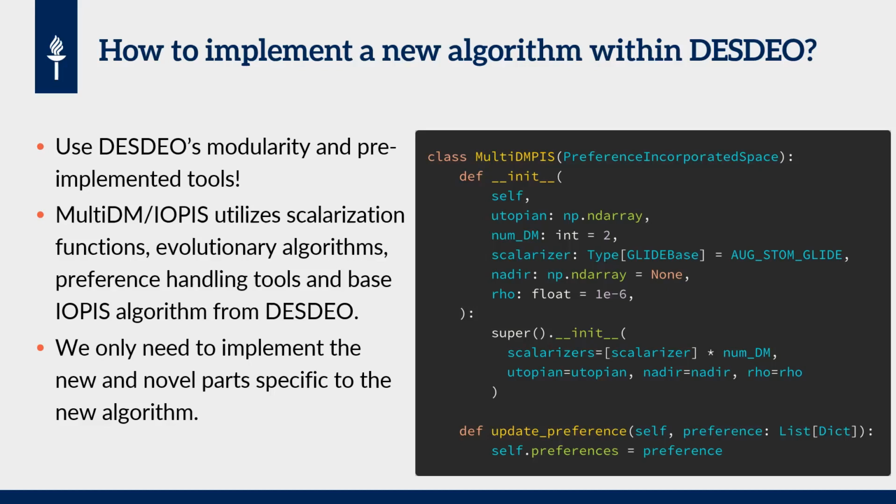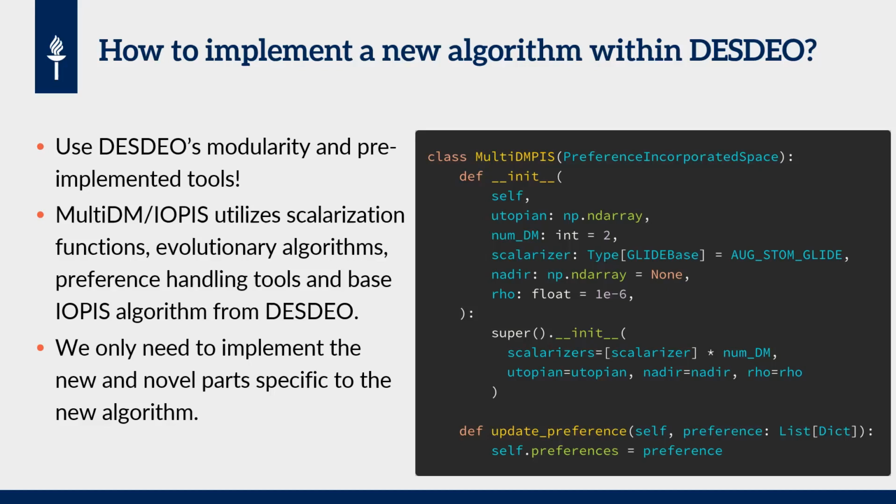For example, it utilizes scalarization functions, which we already have in DESDEO. It uses evolutionary algorithms, which we already have in DESDEO. It uses preference handling tools. So how do you get preferences from the decision maker? How do you handle those preferences? You already have it in DESDEO. And it uses the base IFS algorithm, which we also have in DESDEO. So all we needed to do was to implement this and then use all of the other things that we already had, mash them all together. And in 10 lines of code, we have a whole new algorithm, which can handle multiple decision makers, which was new to DESDEO.